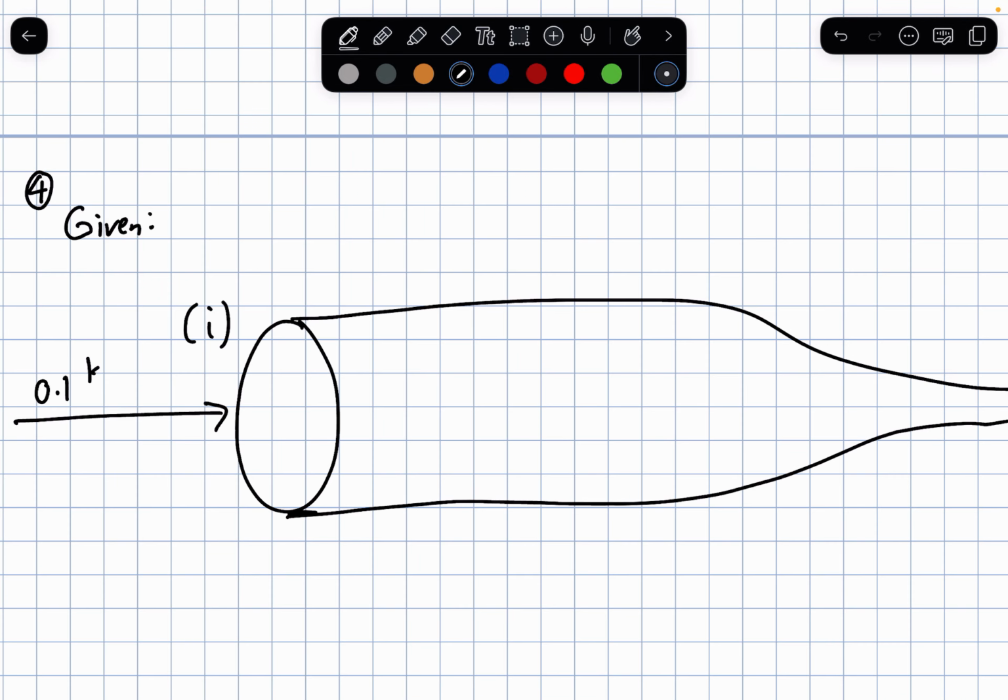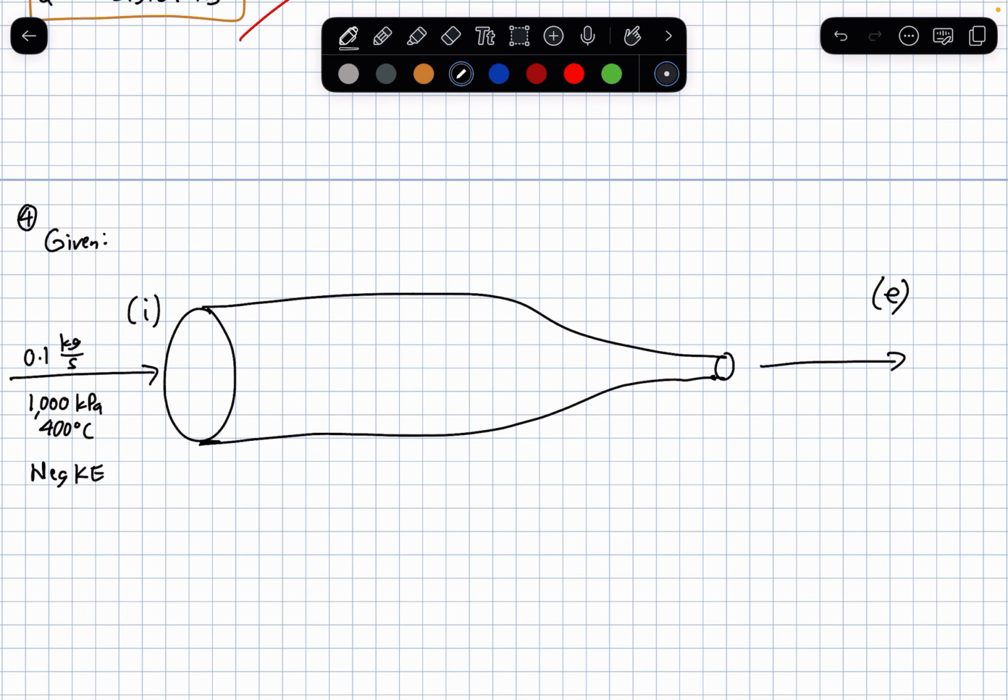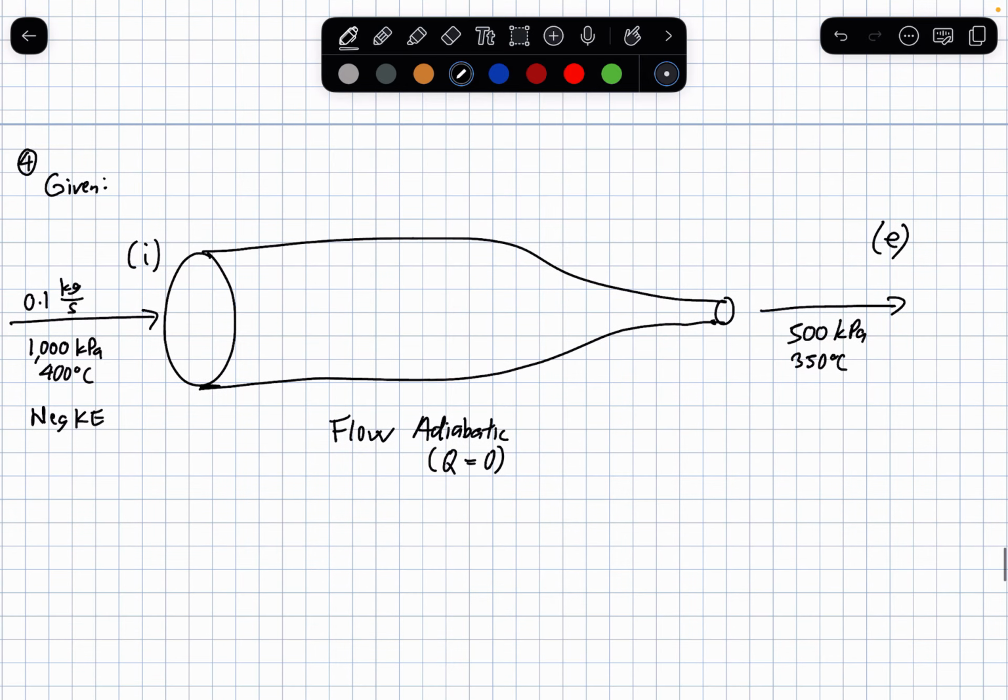A nozzle receives 0.1 kilograms per second steam at 1 megapascal. Let's make this kilopascal already. 400 degrees Celsius with negligible kinetic energy. The exit is at 500 kPa, 350 degrees Celsius, and the flow is adiabatic. That is, Q is 0. The heat transfer is 0. Find the nozzle exit velocity.